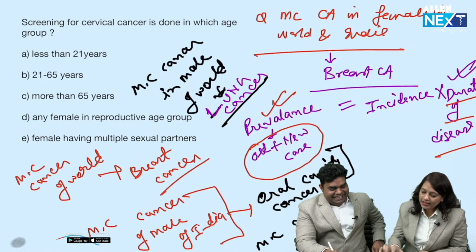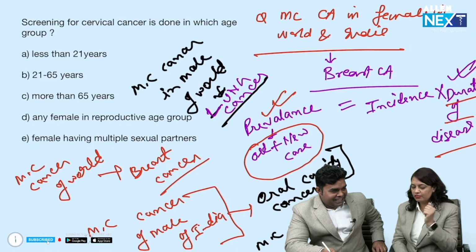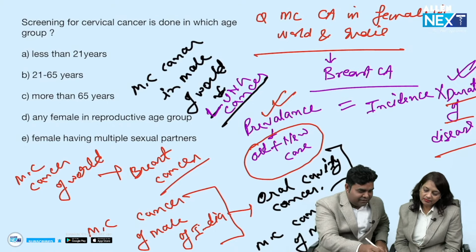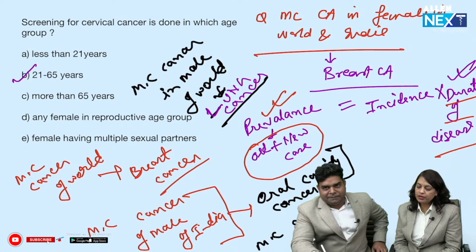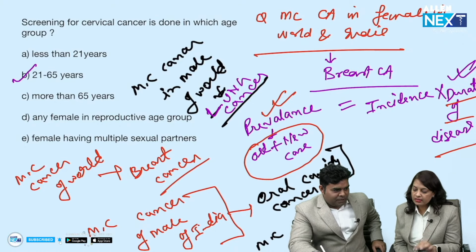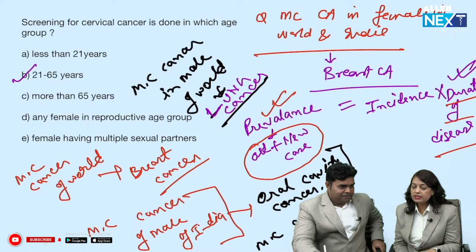Okay. So, what is the answer to our question, Dr. Ashwani? Yes, I think it is 21 to 65 years. Yes, 21 to 65 years is the correct answer to this question.